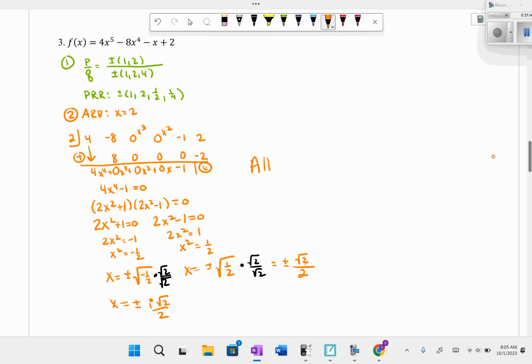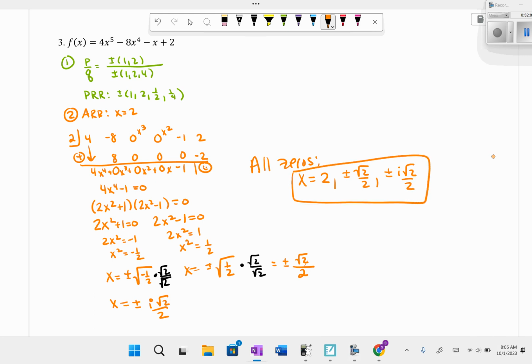So then that means all the zeros are x equals our rational root, which was 2, and then our irrational roots plus or minus root 2 over 2, and then our imaginary roots plus or minus i root 2 over 2. And that gives us all 5 of our solutions. And that is it for the rational root theorem.